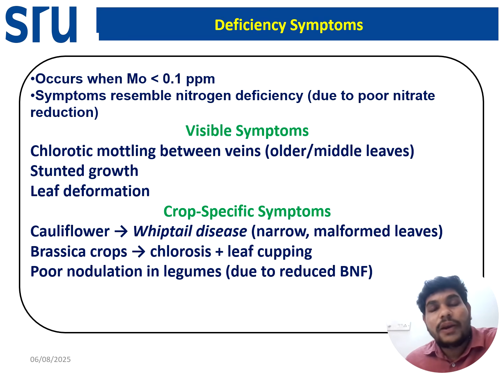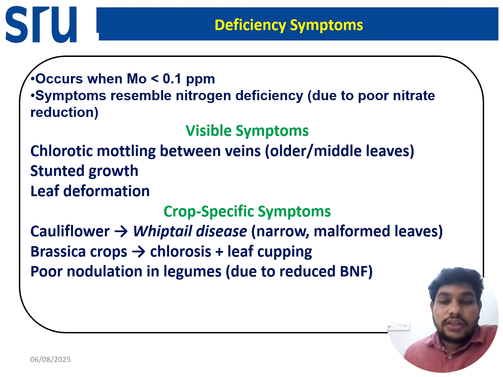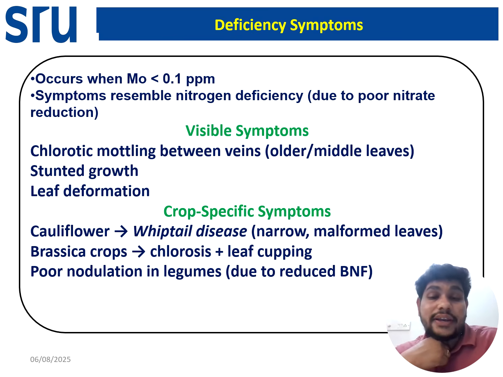The requirement of molybdenum for the plant is very low compared to the other essential elements. Total essential elements are 17. If you see those 17 elements and the sufficient amount required by the plant, the molybdenum requirement is very low. That's why molybdenum is also called an ultra micronutrient element.